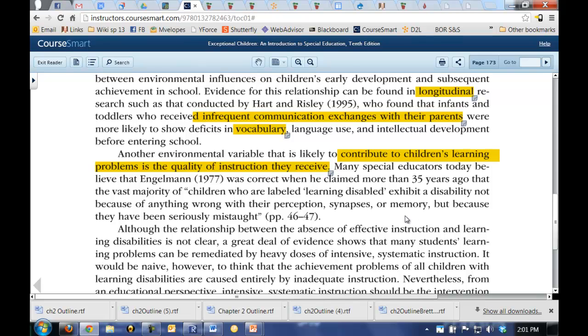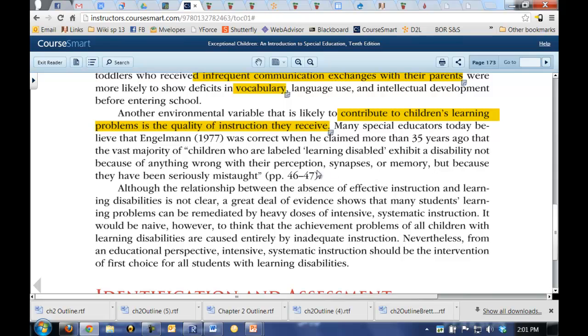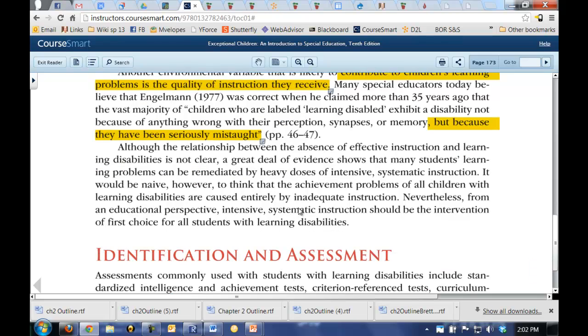Many special educators today believe that Engelmann in '77 was correct when he claimed, more than 35 years ago, that the vast majority of children labeled learning disabled exhibit a disability not because of anything wrong with their perception, synapses, or memory. Get this, he claimed it was because they were mistaught. So we go back to that it's not really environment, you're not teaching them correctly.